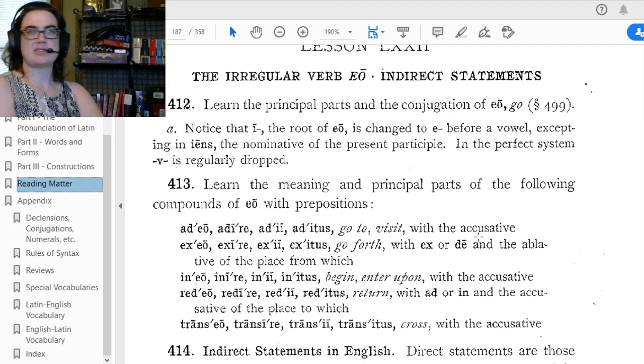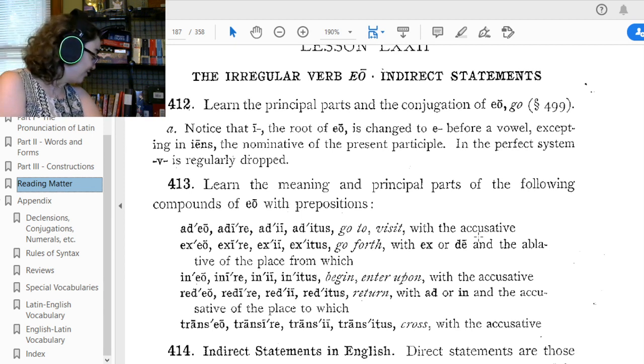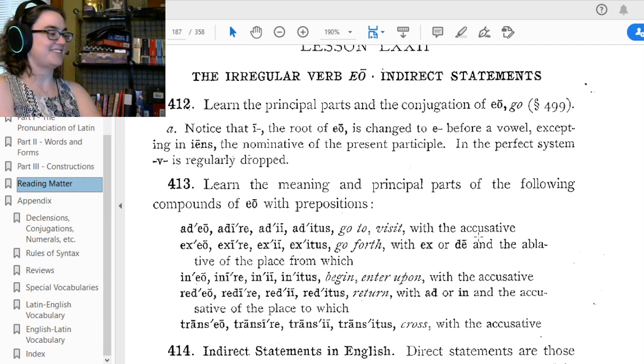But basically, it is an irregular fourth conjugation verb. Most of the forms, it's just weird. The end. So the root of eo is actually a long i, and the cat is being really loud. I think he doesn't like that I'm talking and we're not listening to him, because it's time for him to get his wet food. So I apologize for that.